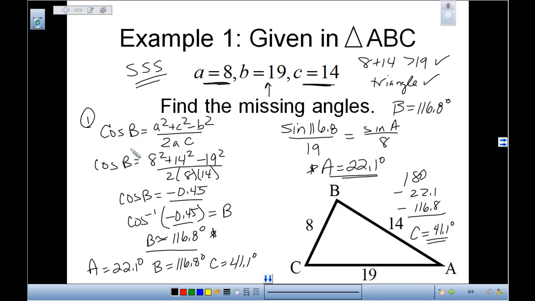So look for the largest angle first. It doesn't have to be obtuse, but if it's going to be, it's going to be the first angle you find. Then once you find that largest angle, then you can either use law of cosines or law of sines again to find the missing two angles.